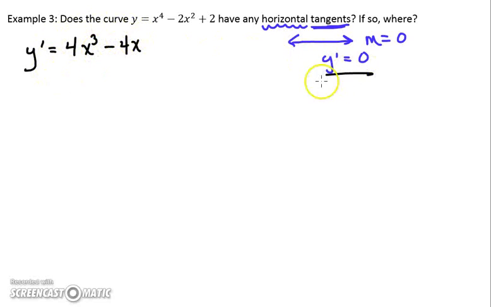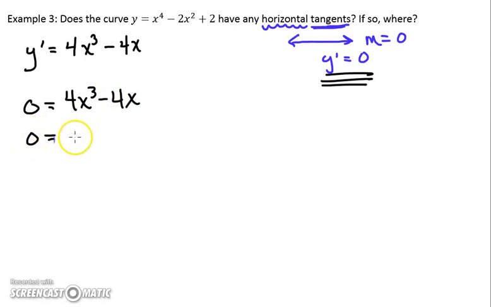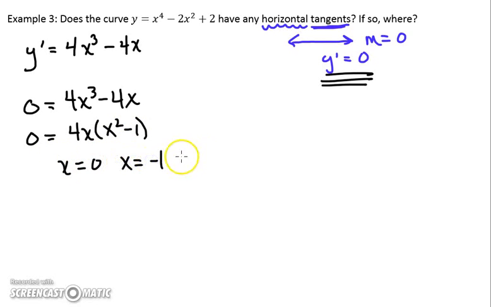And the question wants to know when is the derivative 0. So we're going to set that equal to 0. We can factor out a 4x and solve. So we're going to get x equals 0, x equals negative 1, and x equals 1. Those are all the places where we have a horizontal tangent.